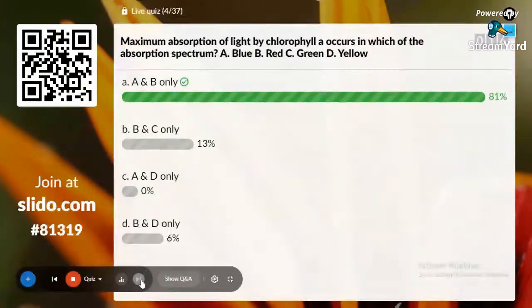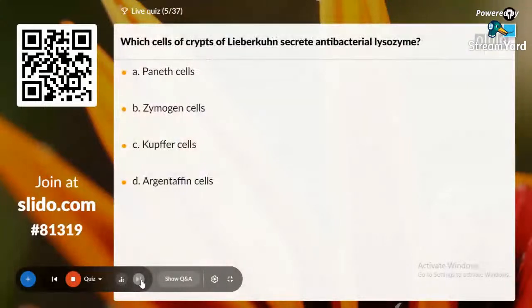Fifth question on the screen. Easy question again, at least 20-25 times repeated question for NEET. Which cells of crypts of Lieberkühn secrete antibacterial lysozyme? Option A Paneth cells, option B Zymogen cells, option C Kupffer cells, and option D Argentaffin cells.